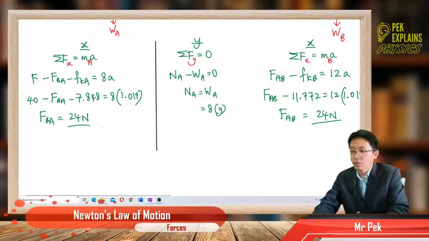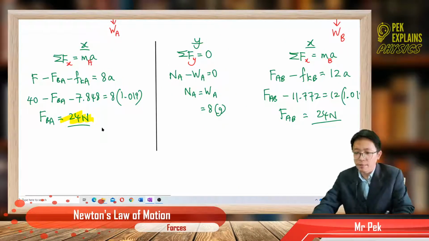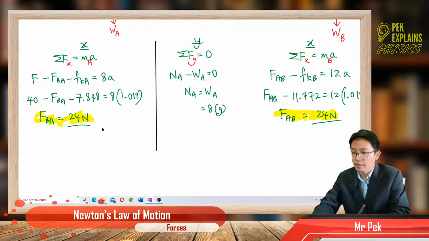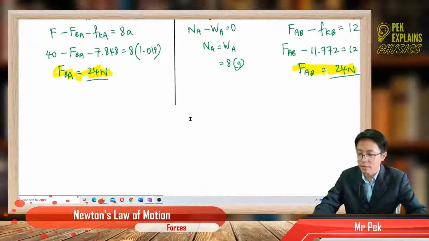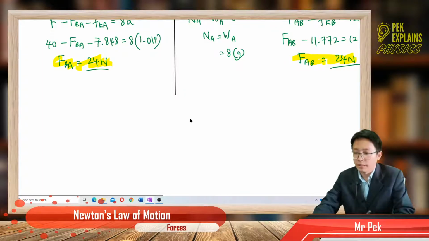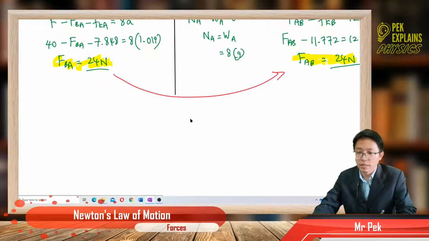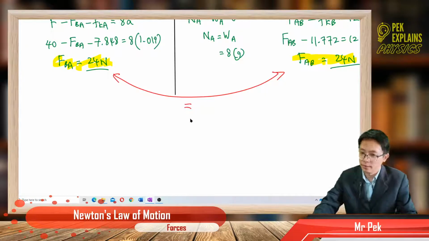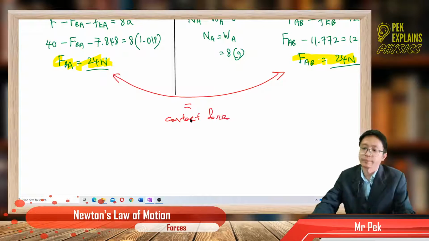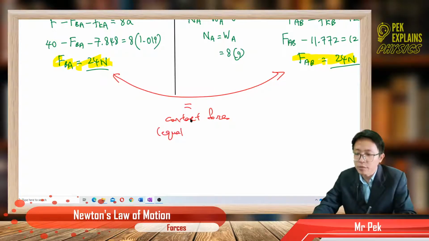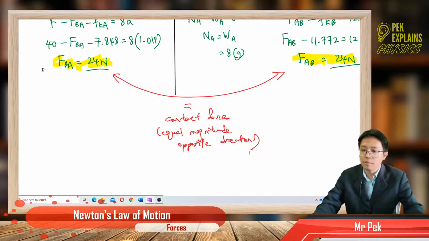So you see, these two are the same, isn't it? This FBA and FAB, they are the same. They are called the contact force, which is an action-reaction force, equal magnitude but opposite direction. Okay, that's the answer for B, 24 Newton.